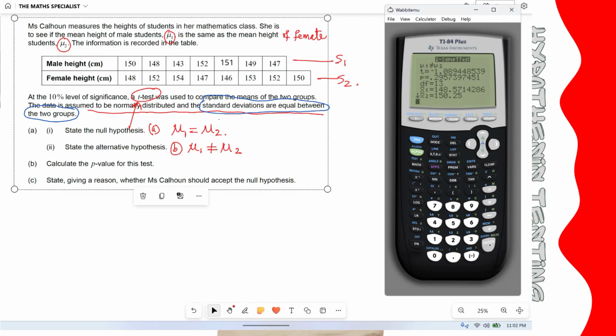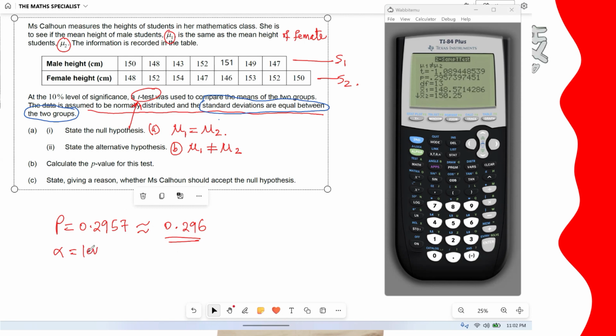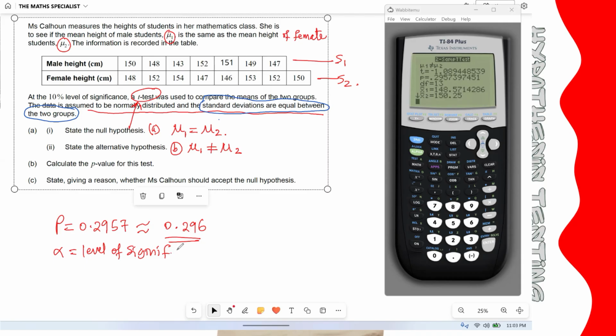We calculate. After calculating, we get all the important values. We get the t-value, the p-value, the degrees of freedom, the means, and stuff like that. So what have we been asked? We have been asked for the probability value, the p-value. So our p-value from the problem is 0.2957. If we approximate, it is 0.296.